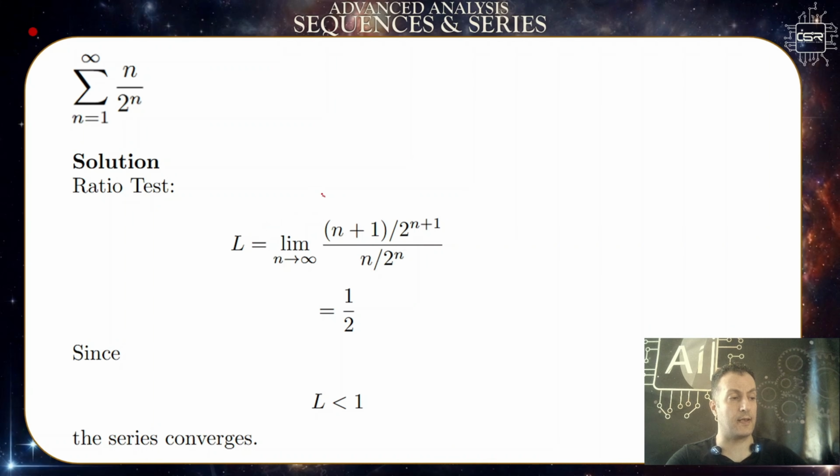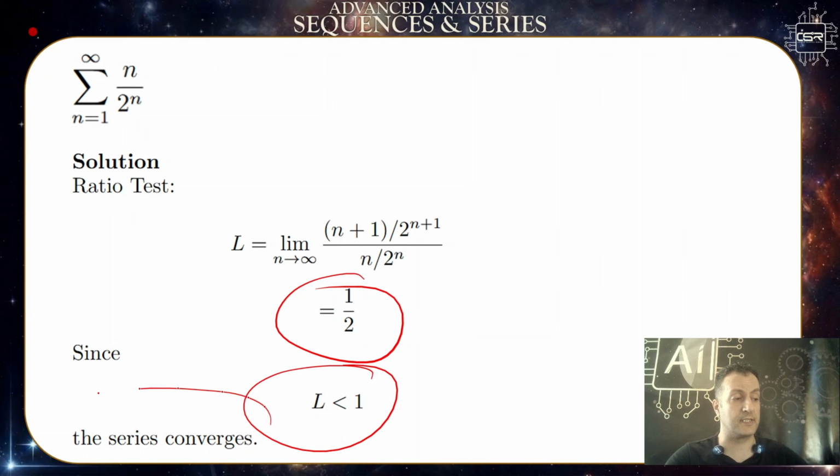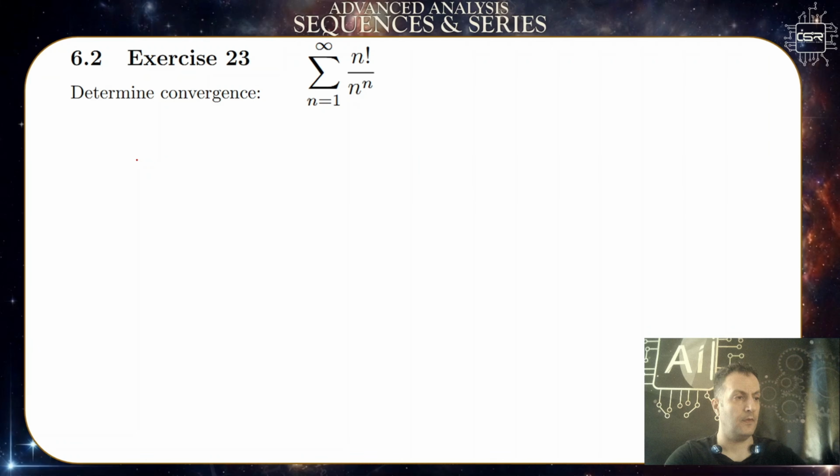And here's the ratio test again. L is equal to the limit as n approaches infinity of (n plus 1) divided by 2 to the power of n plus 1, over n divided by 2 to the power of n, which is equal to 1 half. The limit is less than 1, therefore the series converges.